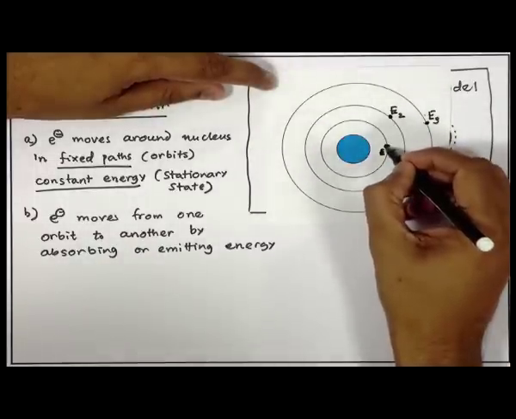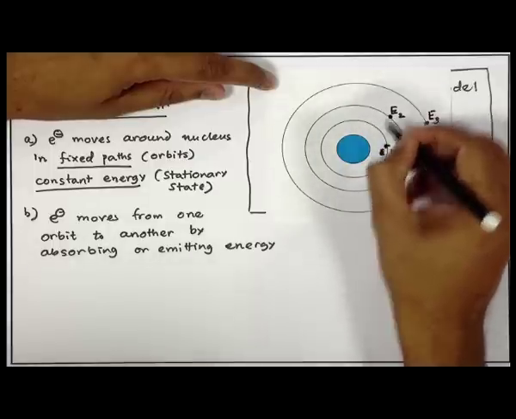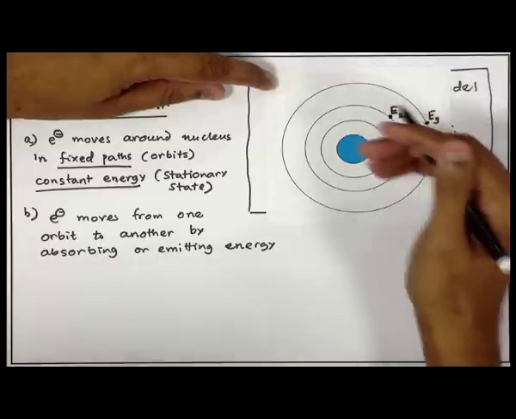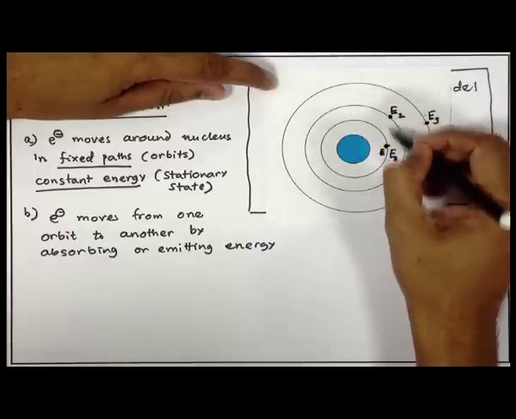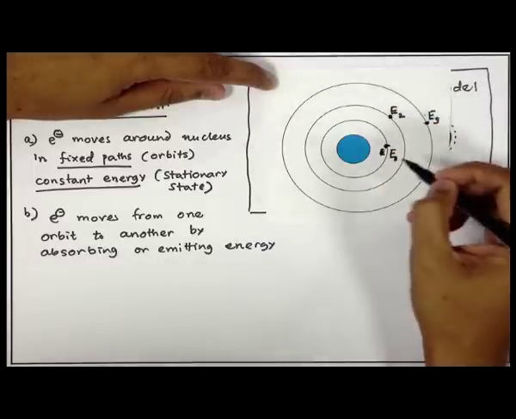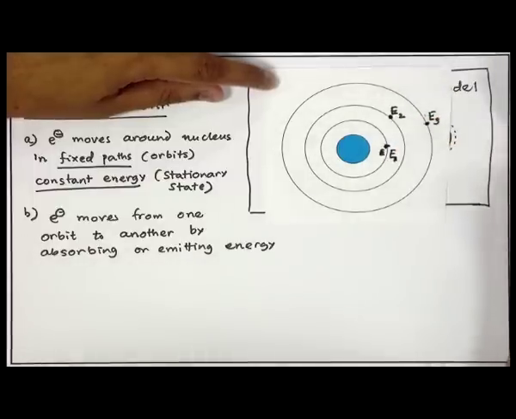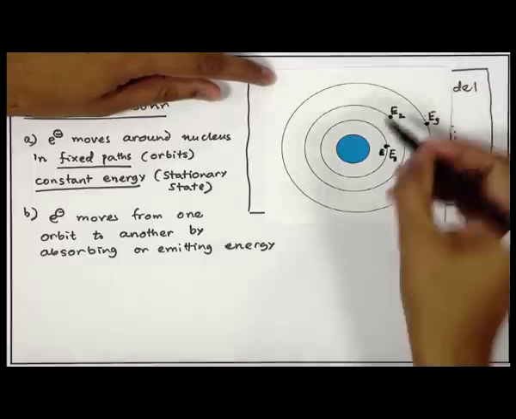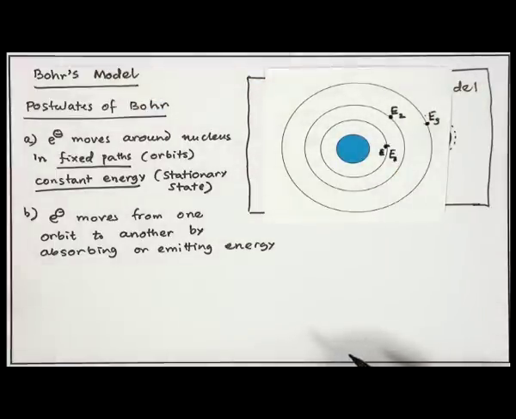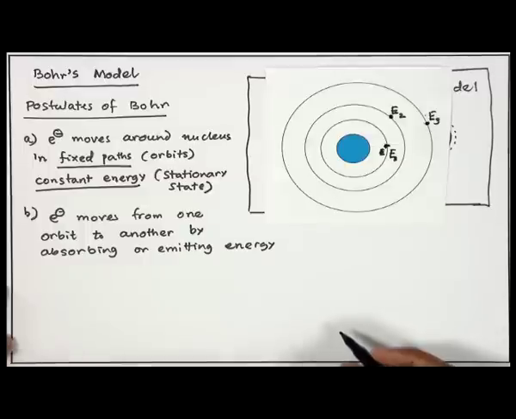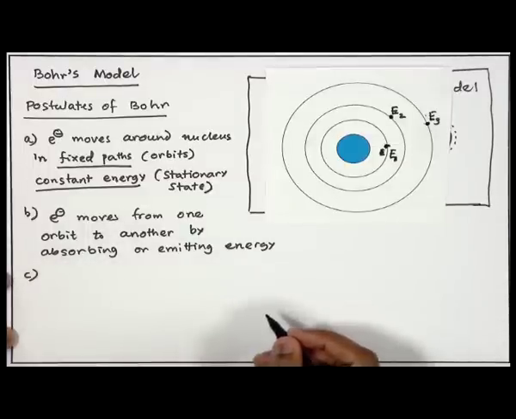So, if it is going from a lower energy to a higher energy stationary state, let us say from E1 to E2, it requires additional energy. Therefore, it has to absorb energy from somewhere to go from E1 to E2, and if you want to come back from E2 to E1, it has this extra energy which it can emit. And then it can come back to the lower energy orbit E1. All right, so this is what he suggested in the second postulate.